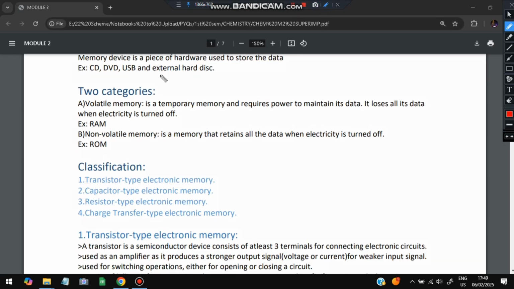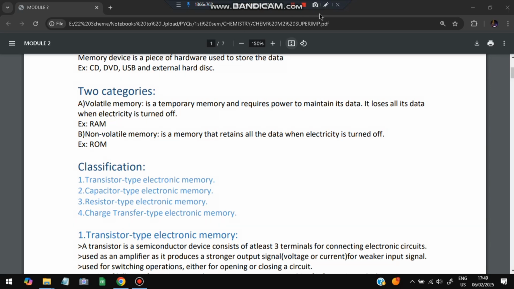Two types of memory are there. One is that which vanishes after we shut down, and one is which does not vanish: volatile memory and non-volatile memory. Volatile memory is a temporary memory. It requires power to maintain the data. Non-volatile memory retains all the data even when the electricity is turned off. This is RAM and this is ROM: random access memory and read only memory.